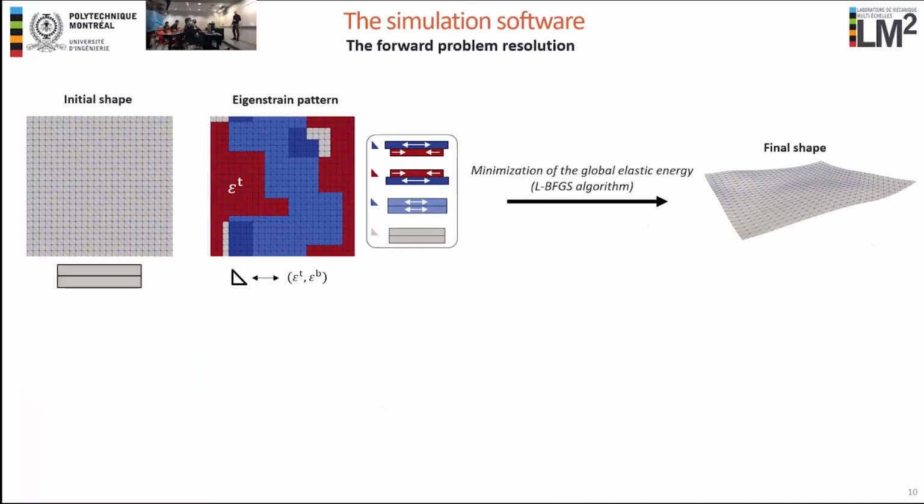So let's have a look on how we solve the forward problem and how we formulate it. So the initial shape of the component is always flat. And physically, it is a flat bilayer plate, but numerically, it is a surface meshed with triangular shell finite elements. Then, in order to load the plate, we assign to each element a certain amount of plastic stretching or contraction to its upper and lower layers.